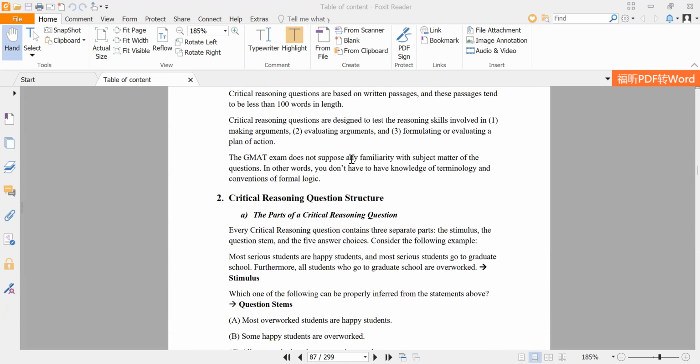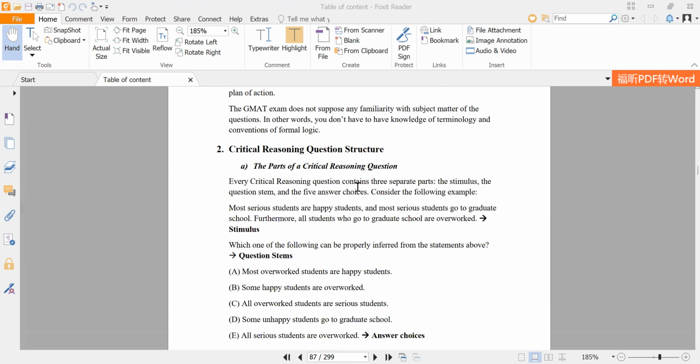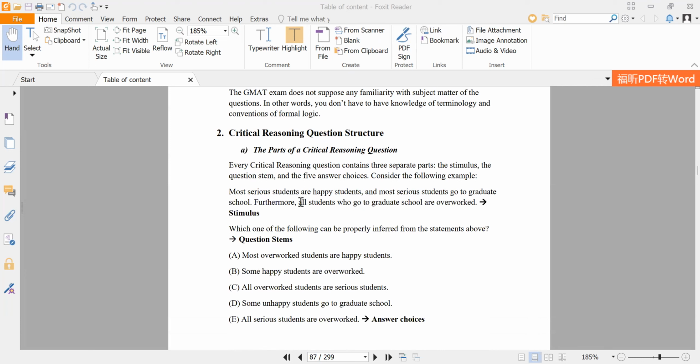Okay, so critical reasoning structure, a typical question would usually look like this. They'll give you a passage, like a prompt that usually involves several sentences. Example like this. Most serious students are happy students, and most serious students go to graduate school. Furthermore, all students who go to graduate school are overworked.